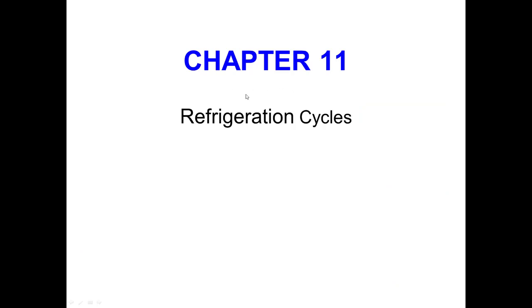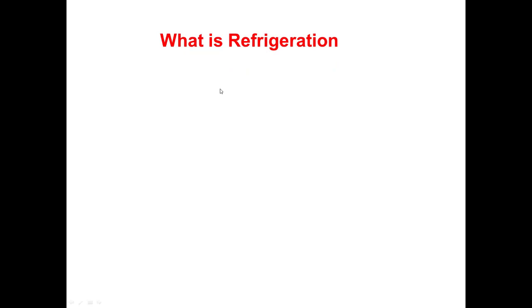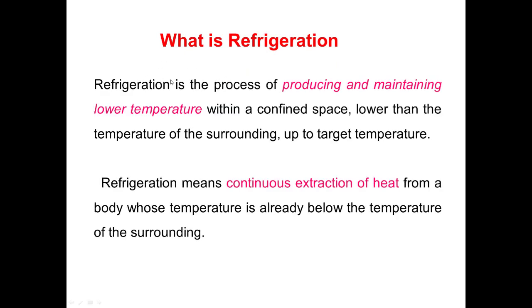Right, chapter 11 is about the refrigeration cycle. In this chapter, we'll learn about the fundamental theory related to the refrigeration cycle, and we'll try to analyze different aspects of refrigeration. So let's start with the definition. What is refrigeration? We can define refrigeration as the process of producing and maintaining low temperature within a confined space lower than the temperature of the surrounding up to the target temperature.